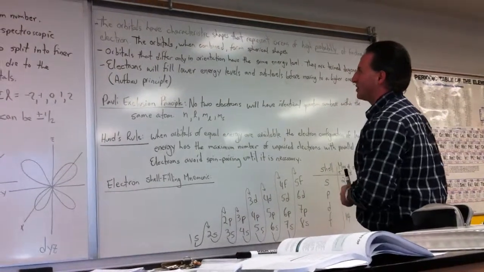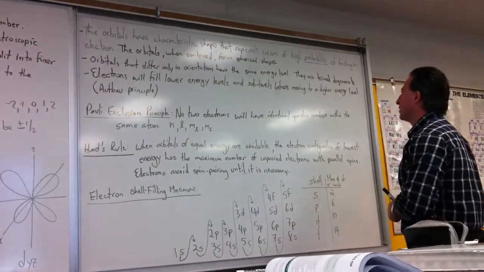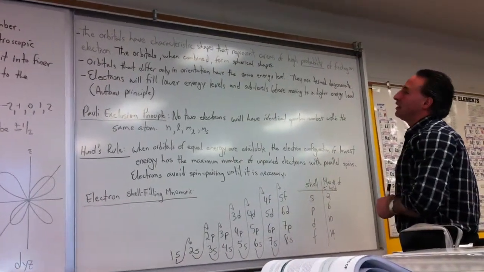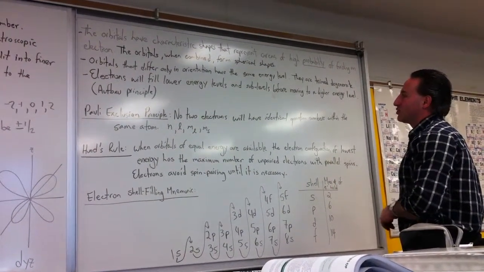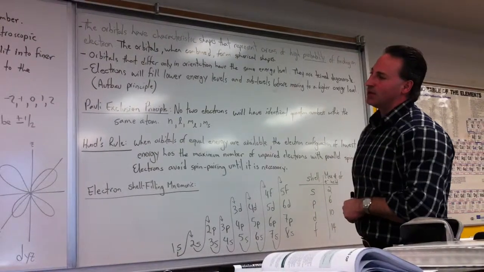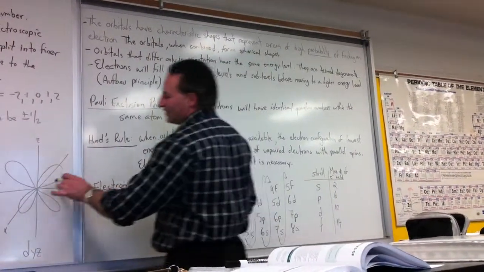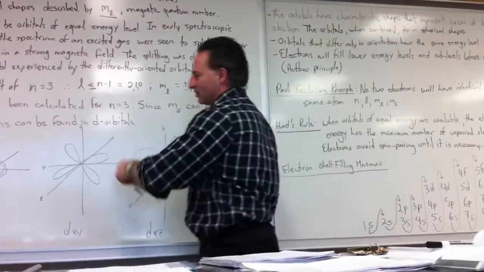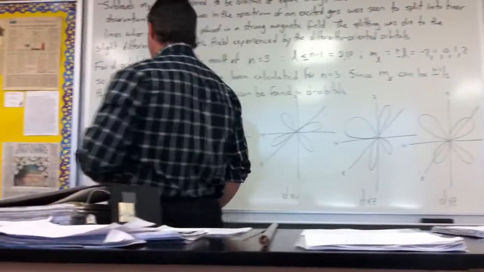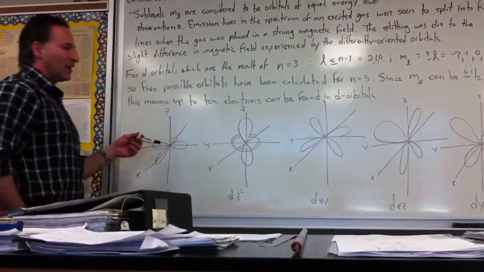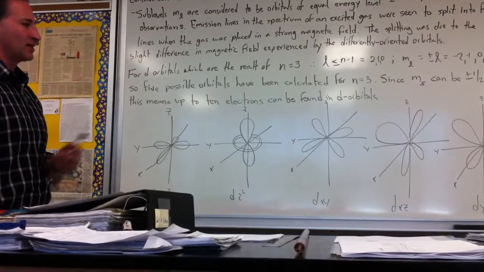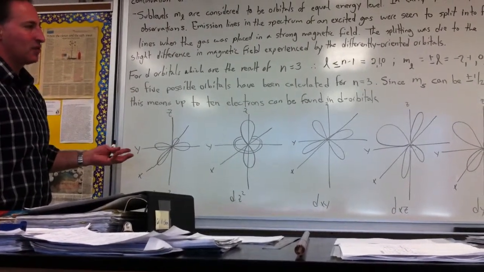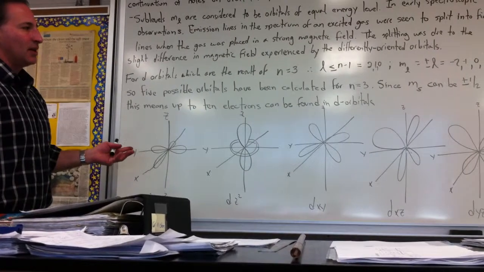Now the orbitals have characteristic shapes that represent areas of high probability of finding an electron. And when the orbitals are combined, they form spherical shapes, and it stands to reason that they would all occupy different areas within a spherical volume, because the electrons don't like to be in the same spot. They will avoid each other in space if they can, because they're electrostatically charged particles. They avoid being in the same area.